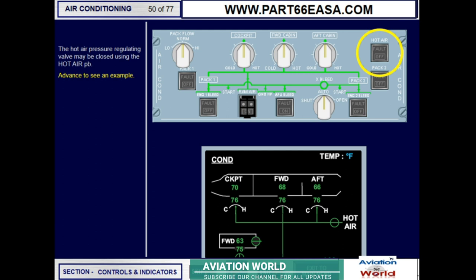Using APU bleed air during takeoff increases takeoff performance because engine bleed air is not being used to operate the packs. Normally, the APU is shut down shortly after engine start. Advance to select APU bleed push button off and shut down the APU.